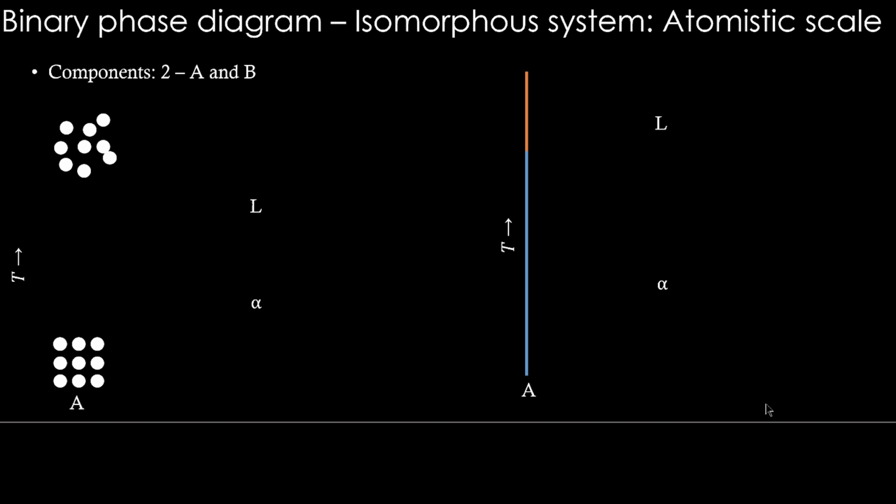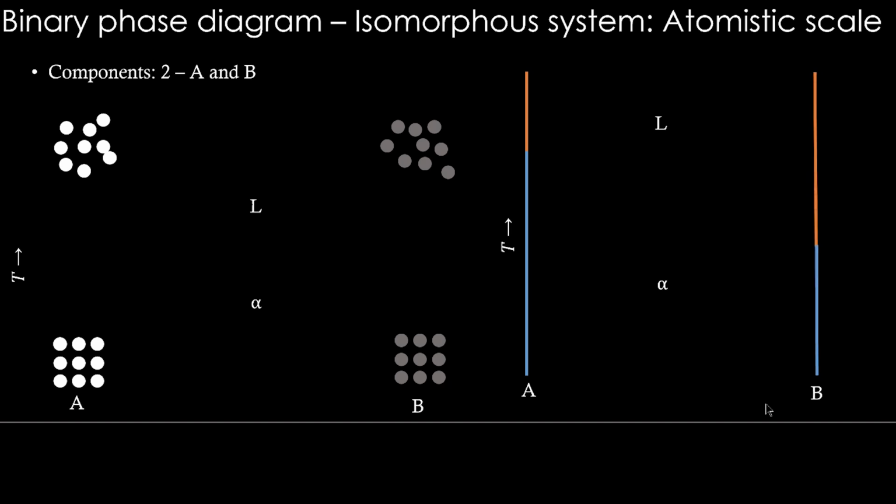Alright, so let's take B, which has, let's say, a similar crystal structure alpha, and it also becomes liquid at a certain high temperature. So let's track that as well. This is the content of B, meaning 100% B, and it becomes liquid at a particular temperature and stays liquid for a big range of temperature.